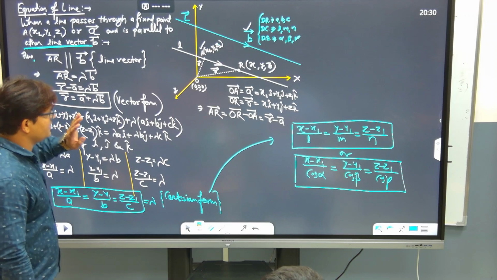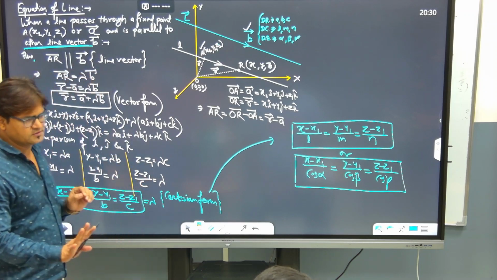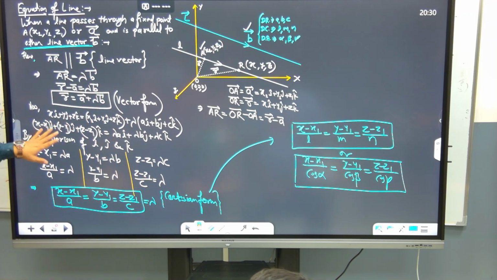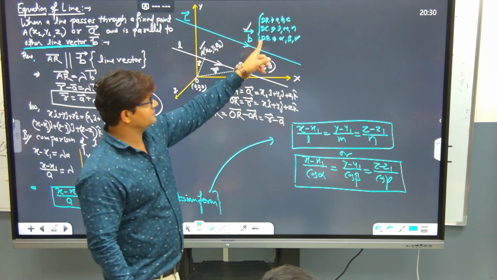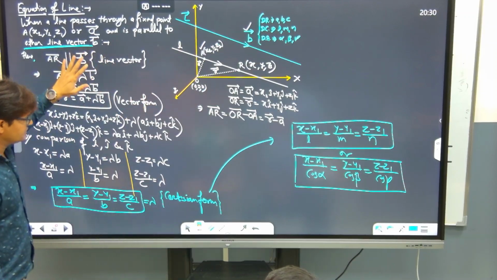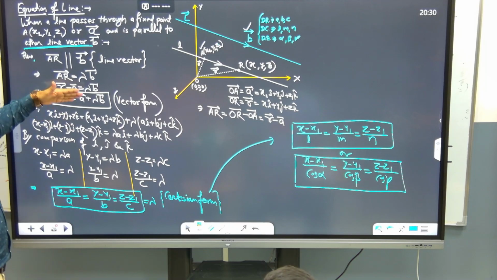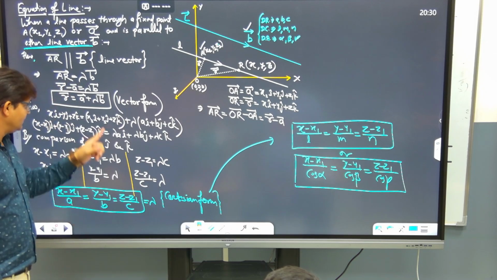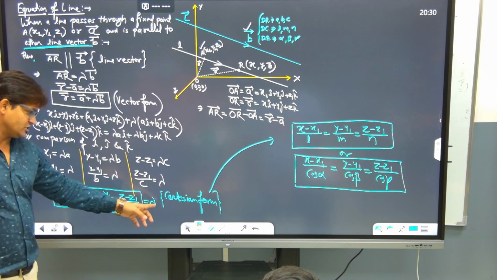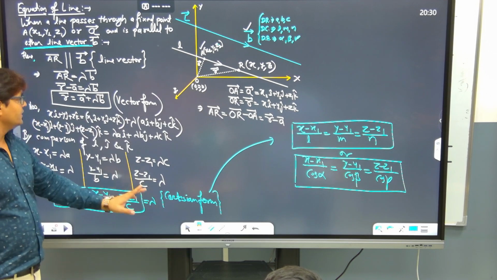In our syllabus we have two types of lines only, right? One is a point and direction, and the second is two points. So that's the first case. We can convert this form into this, and even this form into this, by taking any constant lambda.